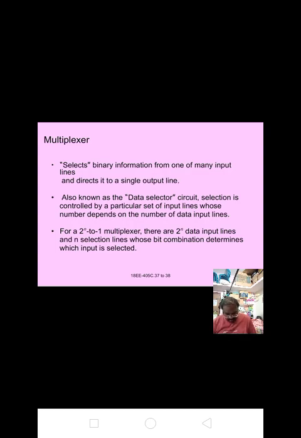Next one is, a multiplexer consists of data select inputs that permit digital data on any one of the inputs to be switched to the output line. We already know that a multiplexer has data select inputs as well as an enable input that permits digital data on any one of the inputs to be switched to the output line.